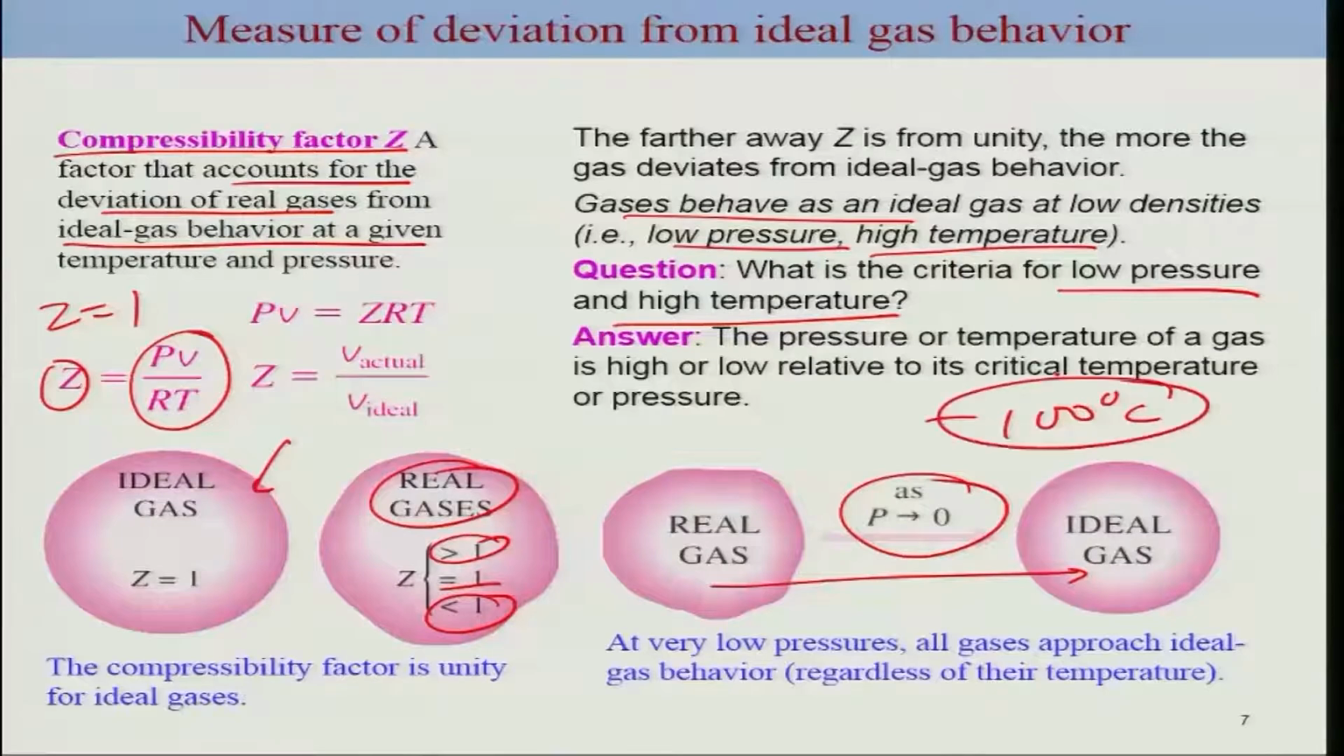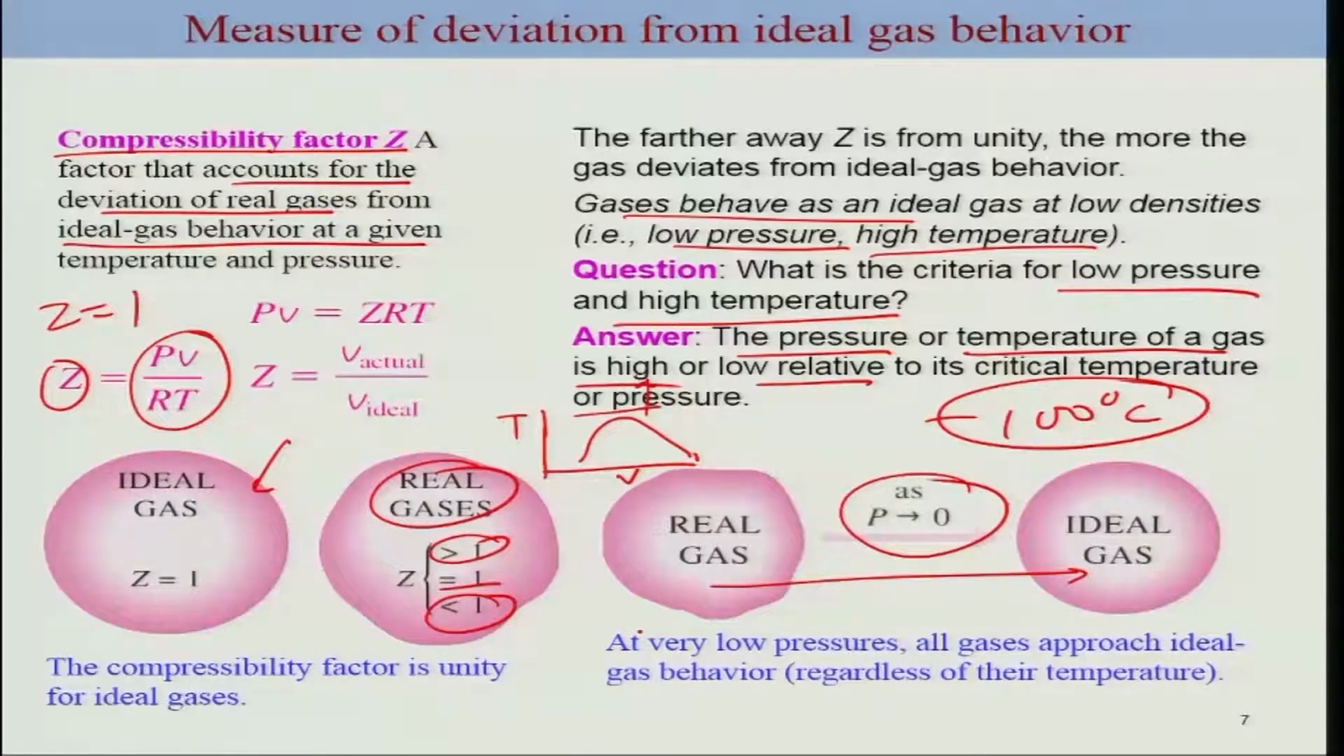So this temperature is much higher. Thus, the pressure or temperature of a gas is high or low relative to the critical temperature or pressure. So if you look at any plot like this, temperature is higher only when it is above the critical point.